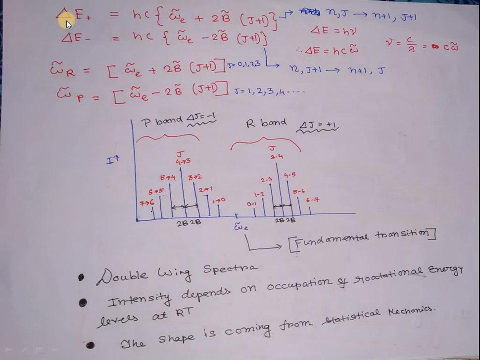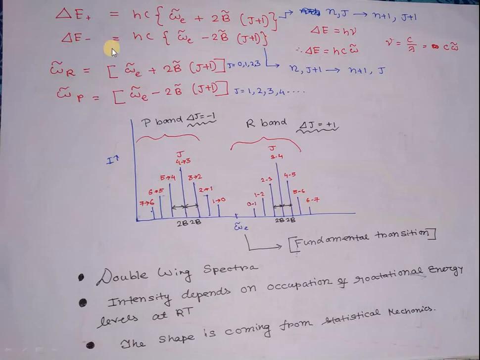So you can see that there are two types of transition. From vibrational state n and rotational state j to vibrational state n plus 1 and rotational state j plus 1, the energy difference between the two levels is this one. And for the state having vibrational quantum number n and rotational quantum number j plus 1 to the state where the vibrational quantum number is n plus 1 and rotational quantum number is j, the corresponding difference between these two states will be equal to delta E minus. So you can see that there are two types of energy difference.